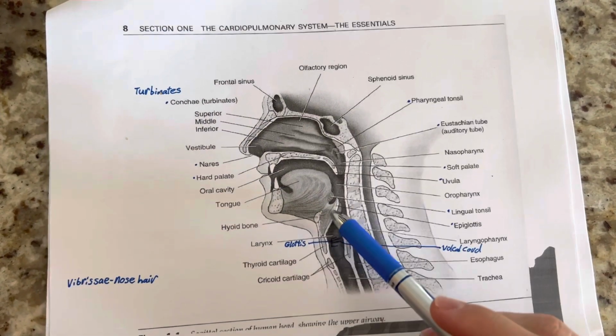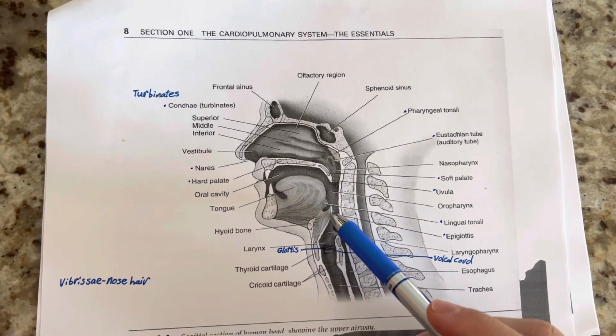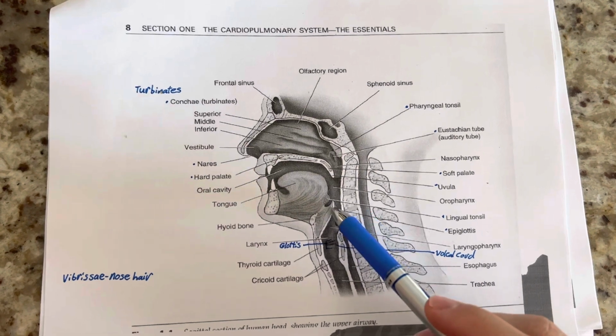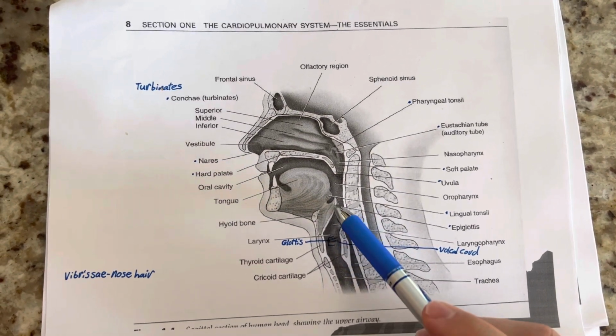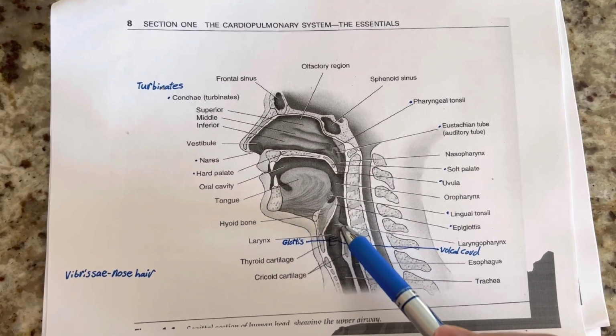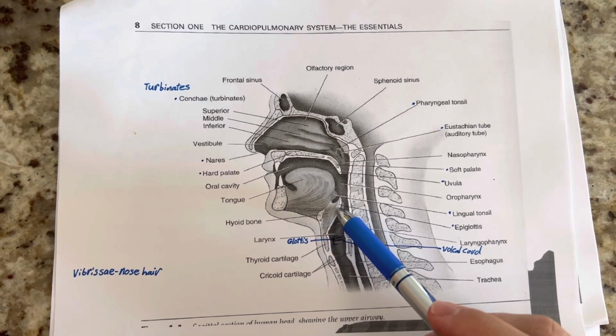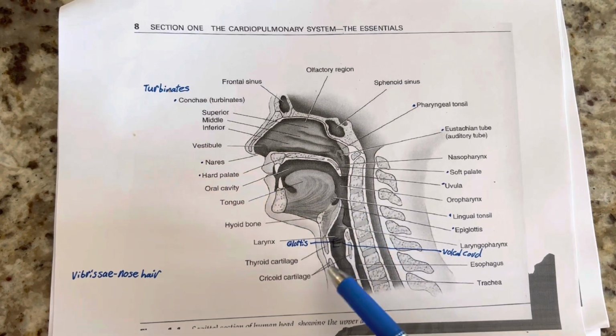This flap is the epiglottis. It prevents food from going into the air pipe.